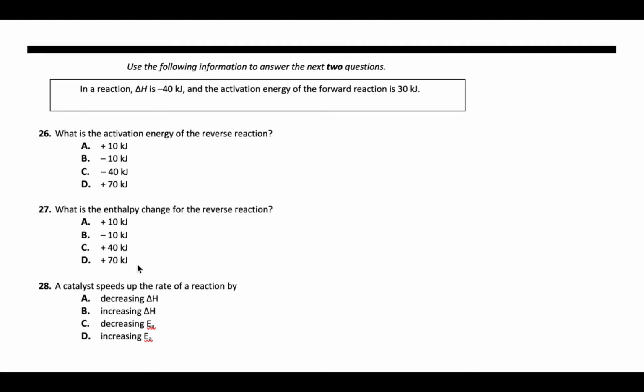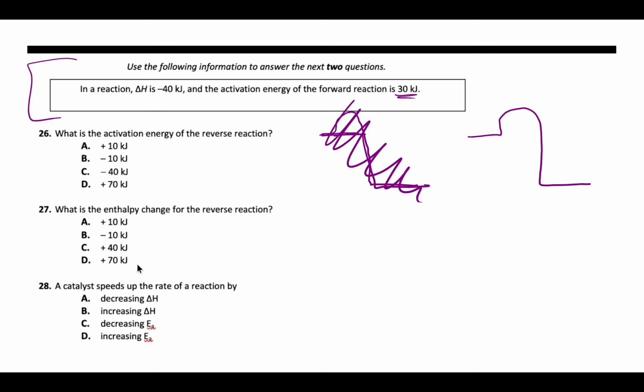Question 26 gives you some information. So we're using this text box. If you have a delta H that is negative, we know from a potential energy diagram that it would look something like that. Now it's also giving you the activation energy of the forward reaction, and that is always from the reactants to the top of a hill. So we're going to just draw in a hill. So it will look more, let's draw it a little bit nicer, like that. Okay, so this distance between the reactants and products is your delta H, and that's negative 40. This distance between your reactants to the top of the hill is a distance of 30.